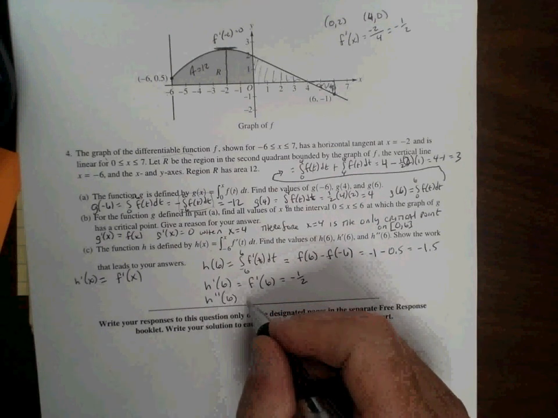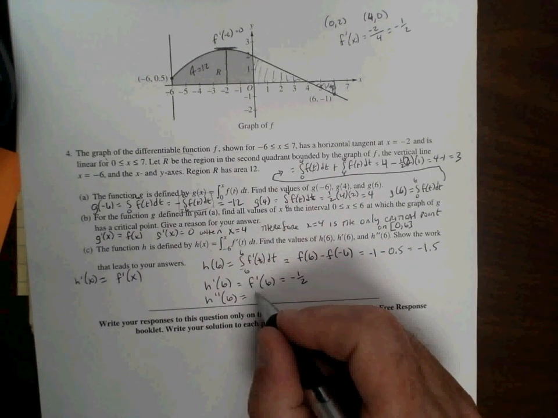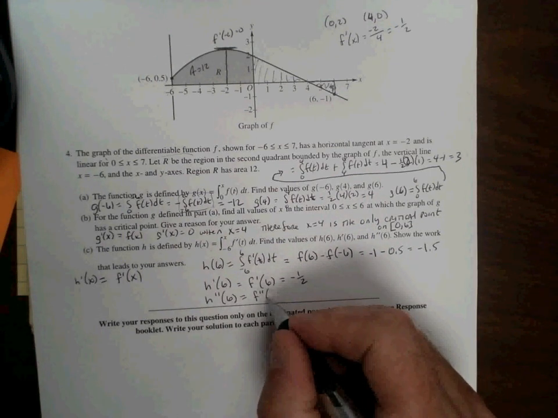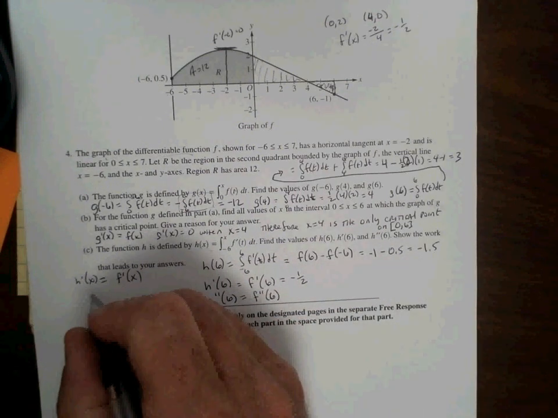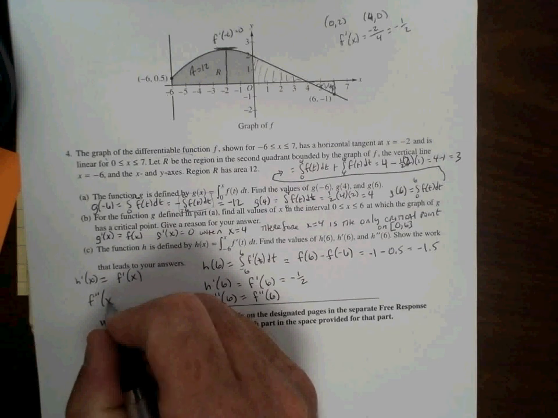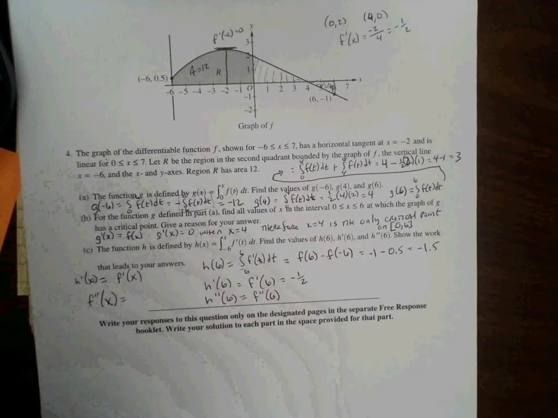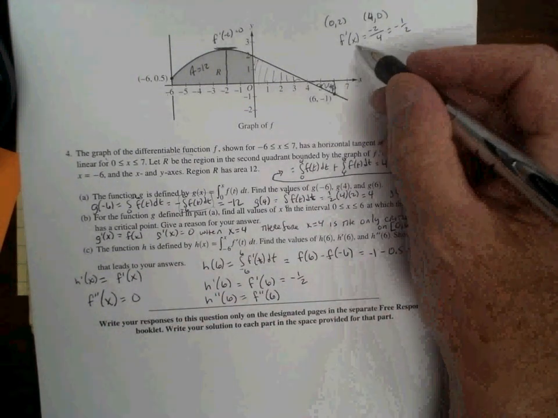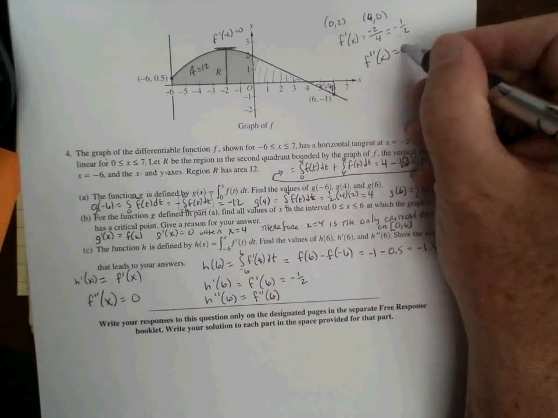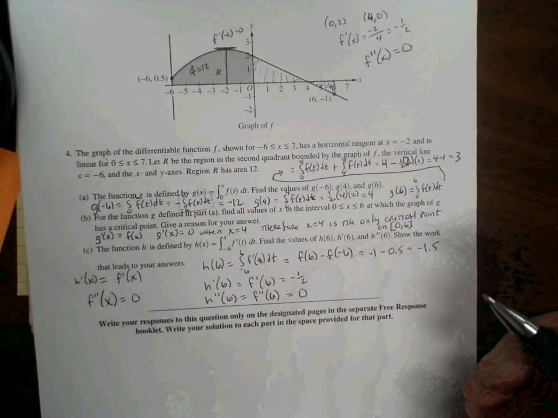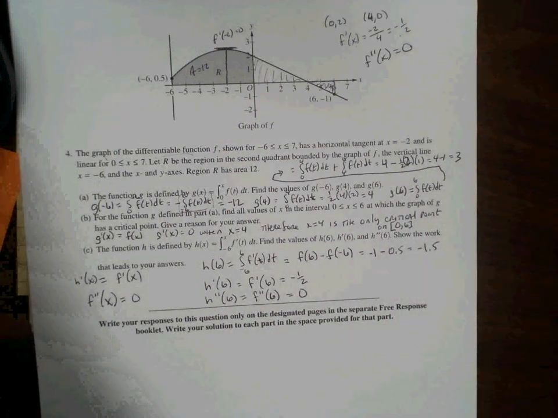And h double prime of 6 is going to be f double prime of 6, and f double prime of x is going to equal 0 because f prime of x is constant. Put it up here. So there's number 4.